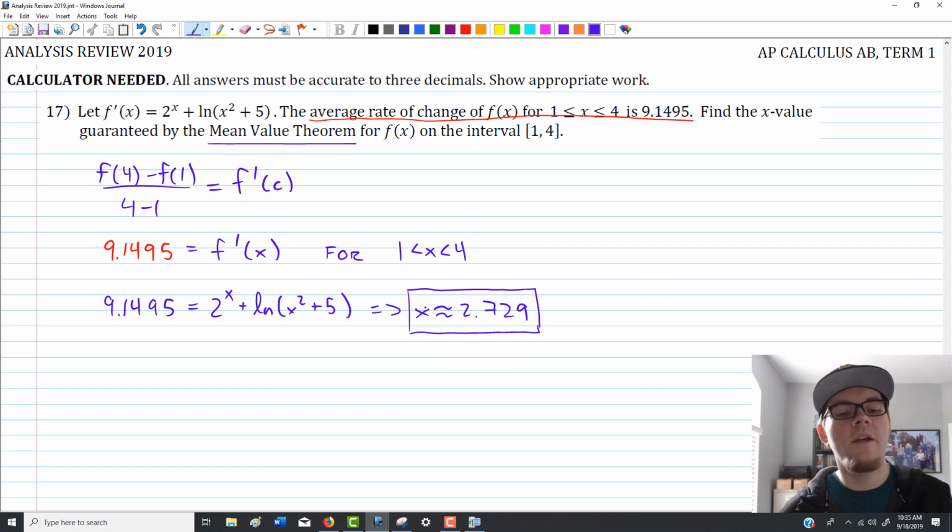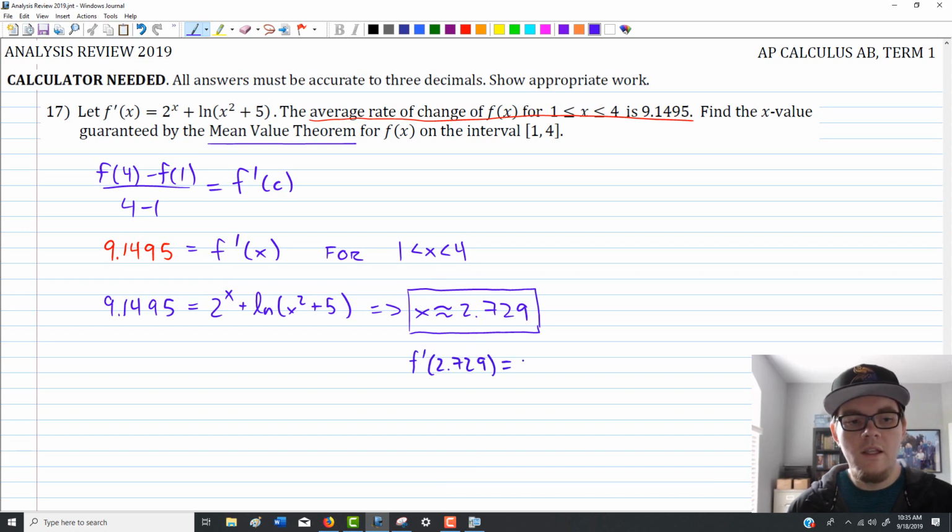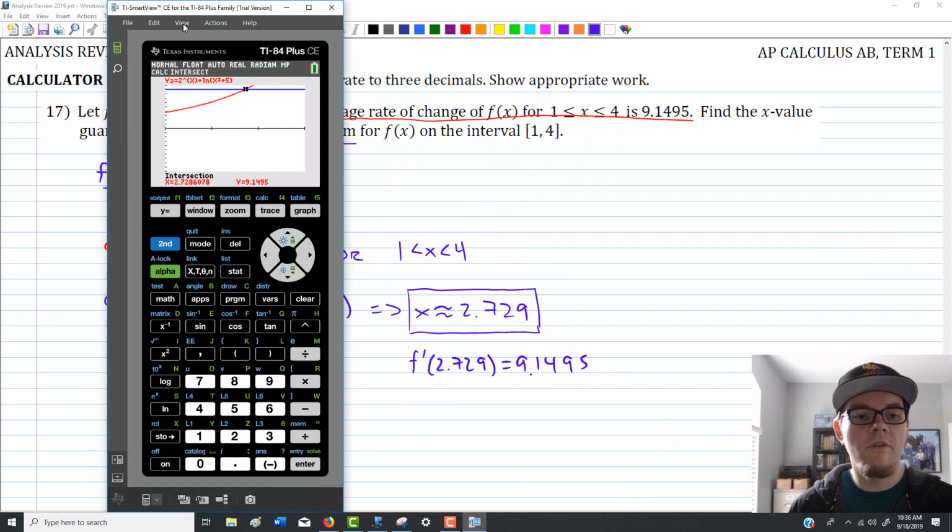the work for us, but we found the place where the derivative, f prime of x, was equal to the average rate of change. So in other words, if you wanted to check if you did this correctly, something you could do is you could check to see, does f prime of 2.729 equal 9.1495? So let's see really quickly. Let's do that, give it a shot. Like, we haven't done this for a while.